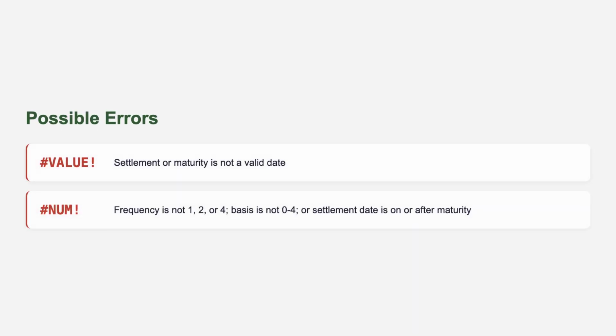Watch out for common errors. A value error occurs when settlement or maturity is not a valid date. A num error occurs when frequency is not 1, 2, or 4, the basis is out of range, or the settlement date is on or after maturity.